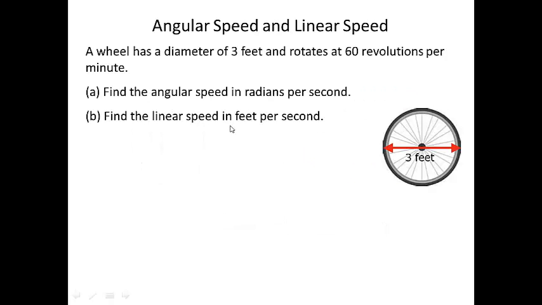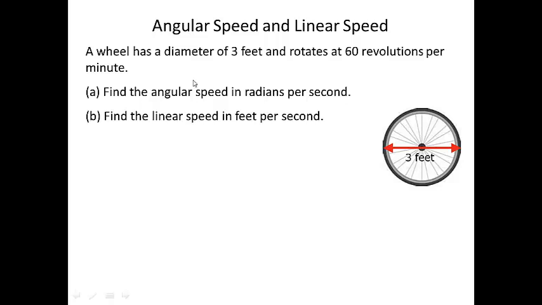All right, so here we have a problem. We have a wheel that has a diameter of 3 feet, and it rotates at 60 revolutions per minute. 60 revolutions, a revolution is 1 time round. So if you put a mark on your tire, it will go around 60 times every minute. That would be the definition of revolutions per minute.